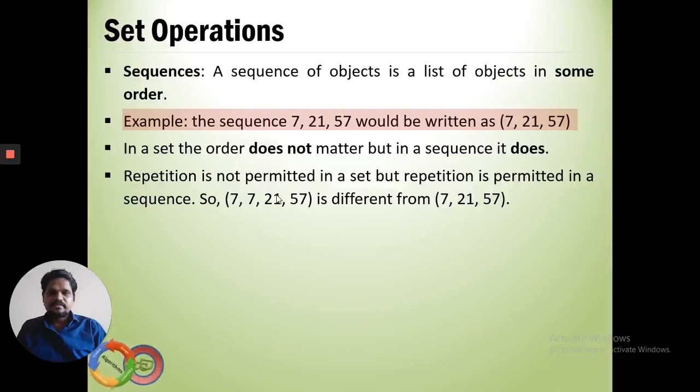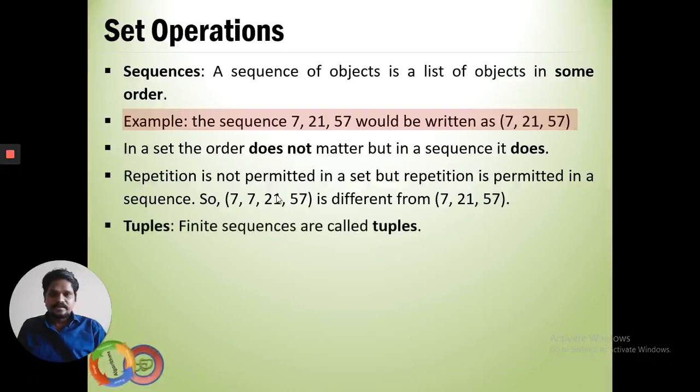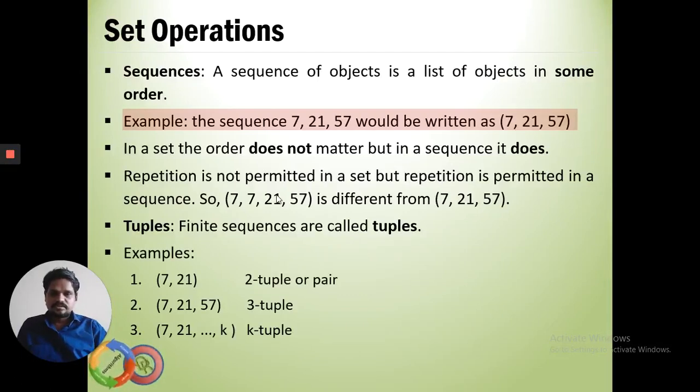So repetition is not permitted in a set, but it is permitted in a sequence. As with the attendance I just used, it is counted once in a set. But in a sequence, the order in which the elements come matters. Now, tuples. A finite sequence is called a tuple. So it is a 2-tuple or a 3-tuple.